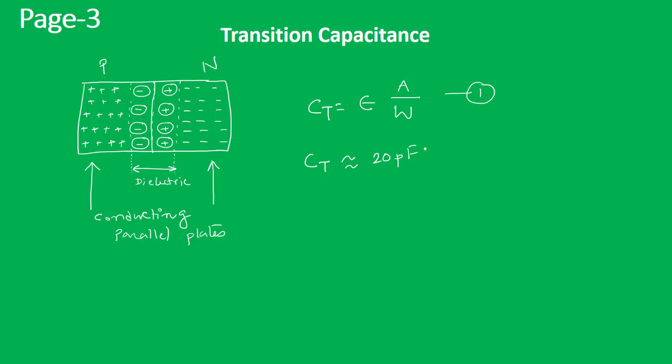Now if you apply more reverse voltage, then this dielectric portion will become wider. And from this equation you can see that if the width increases, then the capacitance value will decrease. So it is 20 picofarad or even less that we may get from this transition capacitance. So we can say that the transition capacitance is inversely proportional to the width of the depletion region. That means the more reverse voltage we apply, the depletion region width will increase. So this equation implies that CT is also inversely proportional to the reverse voltage.